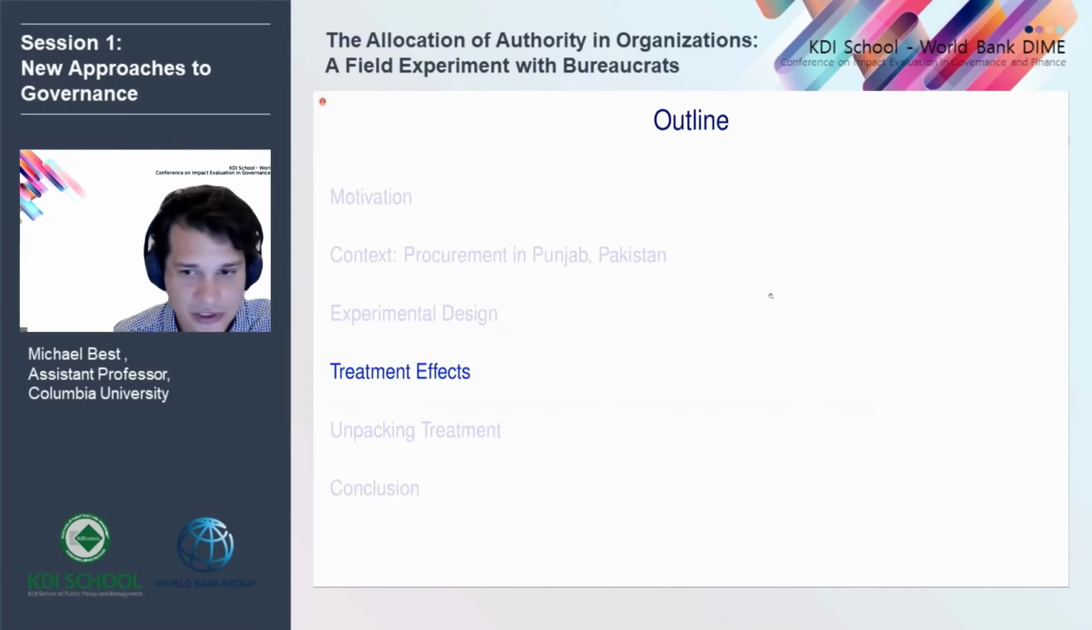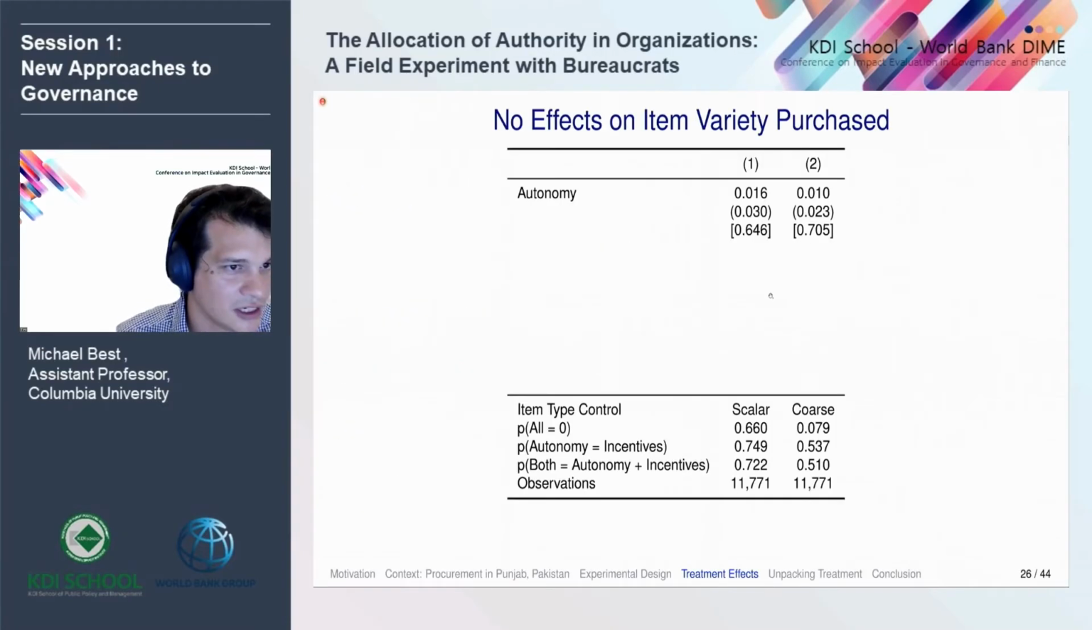So the first thing we want to do is think about whether, as a result of this experiment, the officers who were treated started buying different things. Setting aside for a second the issue of the price that they were paying, just whether they were buying different types of pens or different types of newspapers, things like this. And actually, we see no evidence that this is going on.